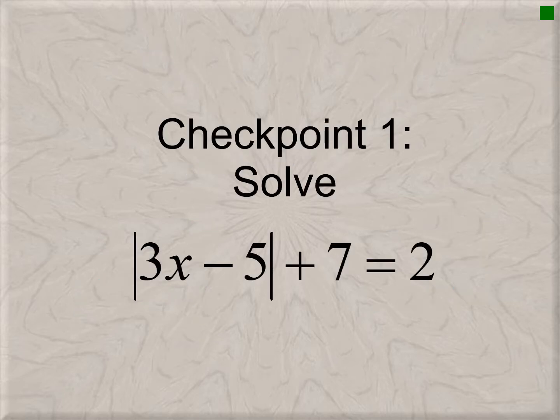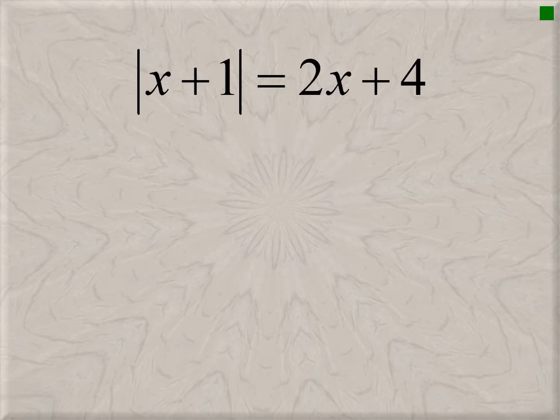Okay, so checkpoint 1. This is where you're going into your notebook. You're putting this in your notebook and you are going to solve this. Remember, you're going to get 2 answers. This is who's going walking. That's the only thing that can be over on the left-hand side. Move the 7. Hint, hint, hint. Pause. See you in a minute. Well, I won't see you. You'll hear me.